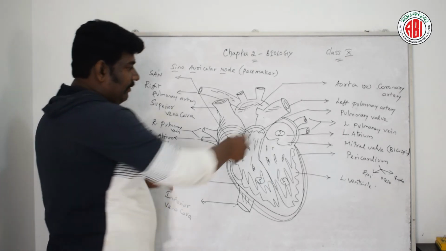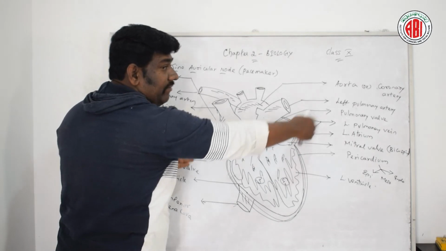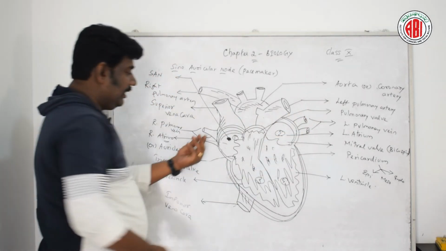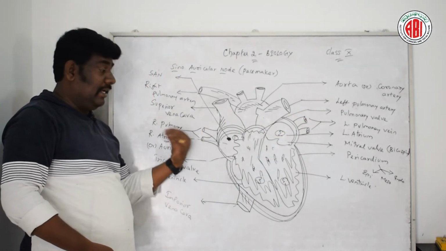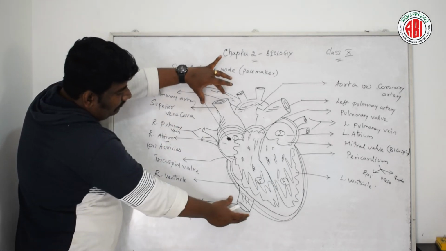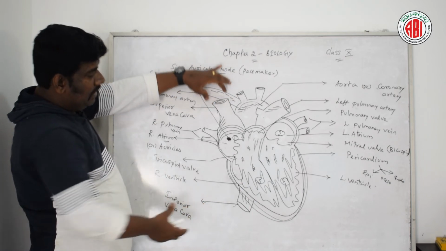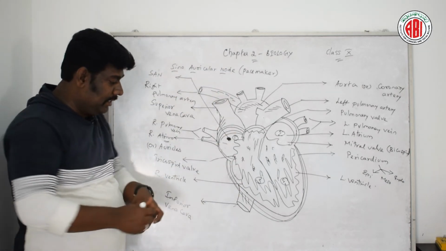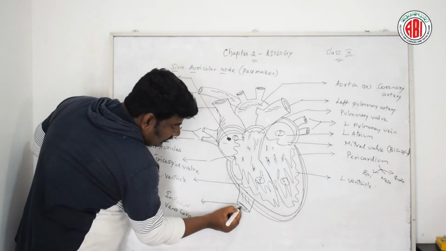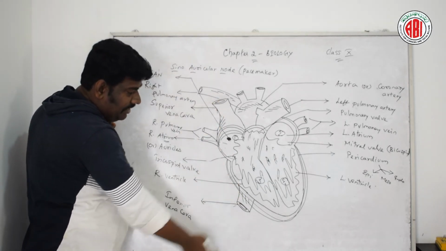Similarly, there are pulmonary veins. On the left side, these 2 are the left pulmonary veins, and here 2 are the right side pulmonary veins. Similarly, 2 very large tube-like structures are there. One is at the top and one is at the bottom. The top structure is called the superior vena cava, and the bottom is called the inferior vena cava.